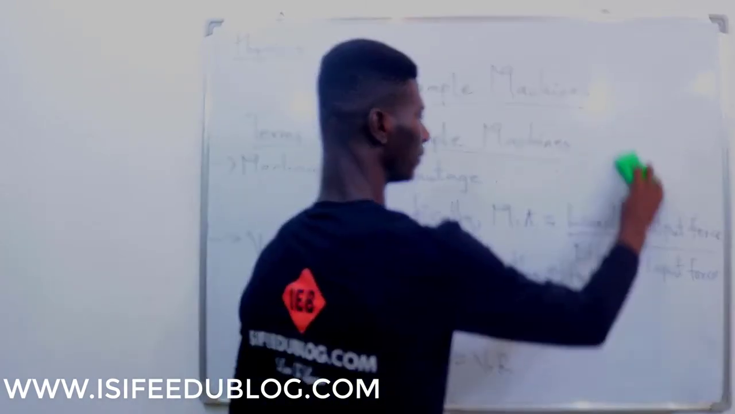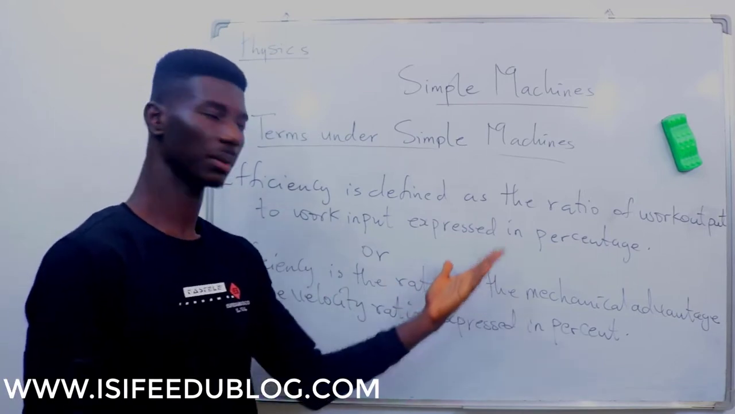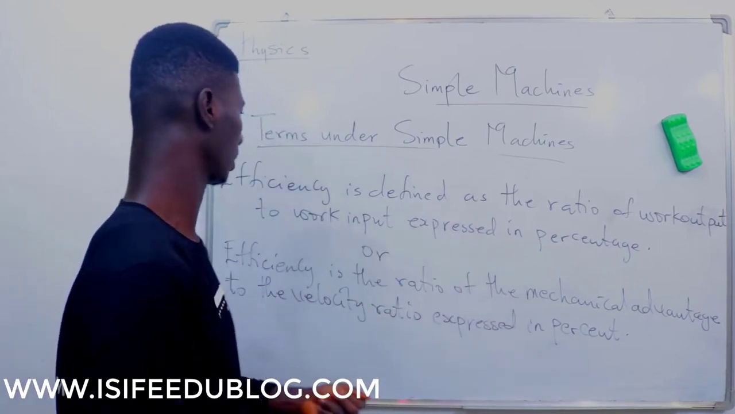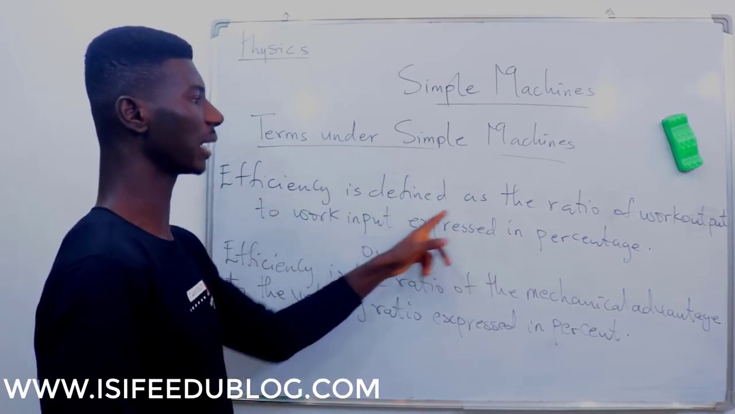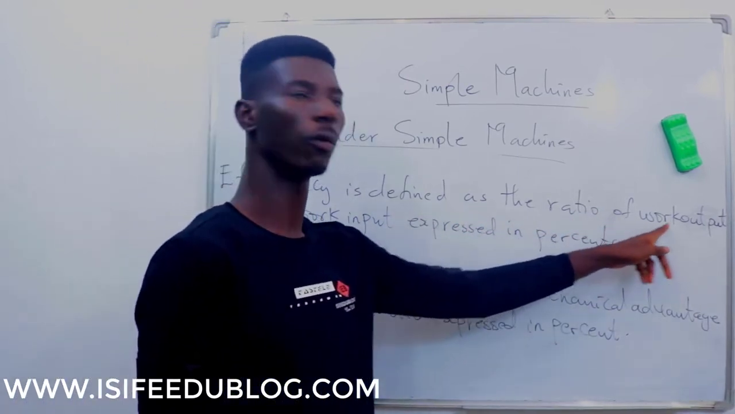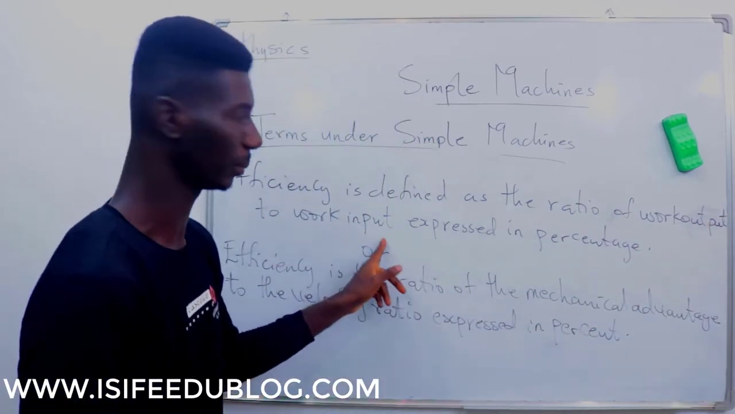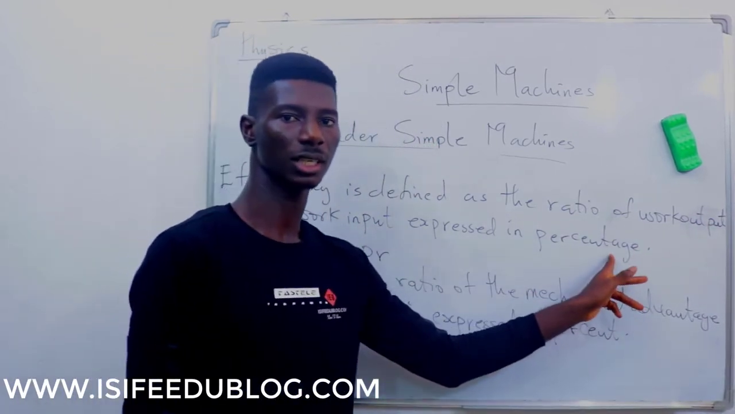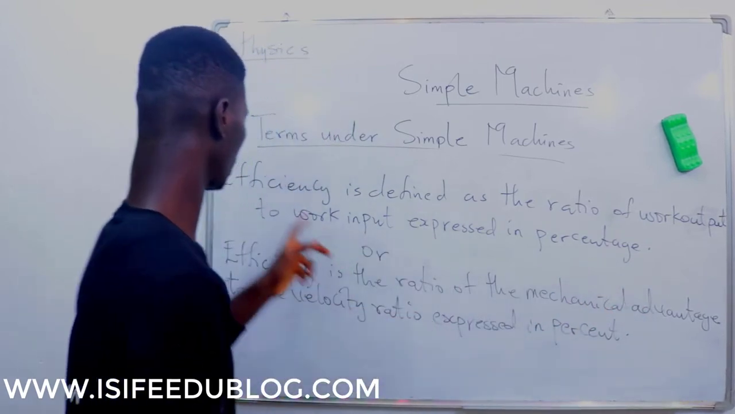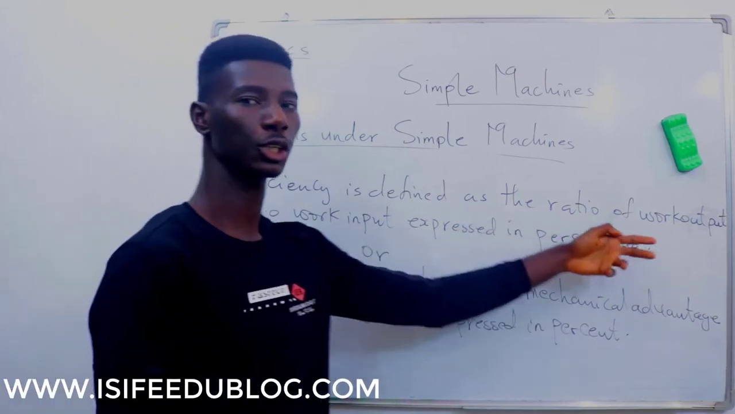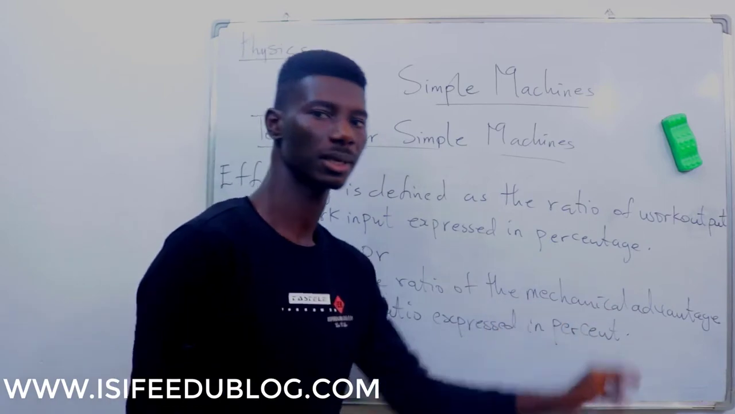Okay, let's talk about efficiency. By definition, what is efficiency? Efficiency can be defined in two ways. The first says, although they mean the same thing, efficiency is defined as the ratio of work output to work input expressed in percentage, or you say percent. So the unit of efficiency is percent. So you say efficiency is defined as the ratio of work output to the work input expressed in percentage.